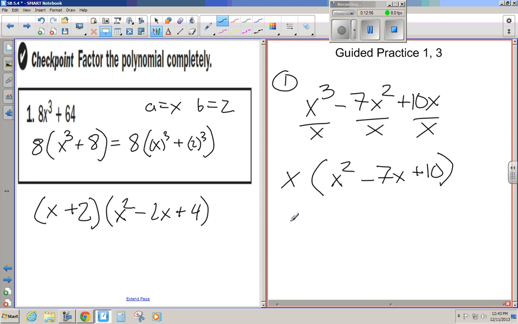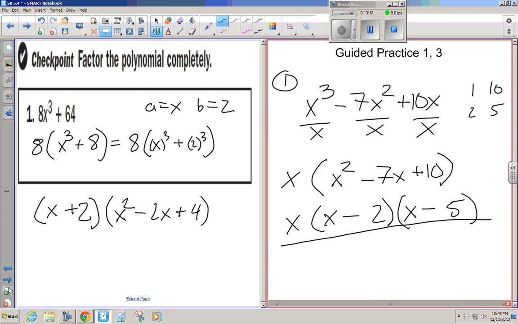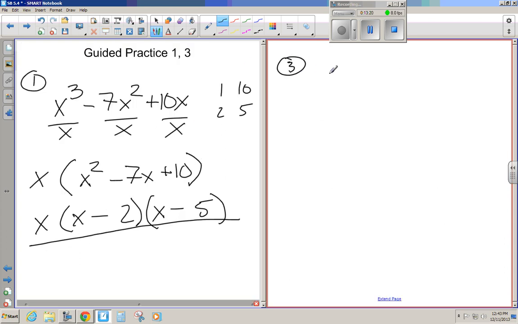You're going to now factor this by looking at the factors of 10, 1 and 10, 2 and 5, and see if you can make them equal 7. So this is factored completely. Number 3, 16b to the 5th and b to the 2nd.